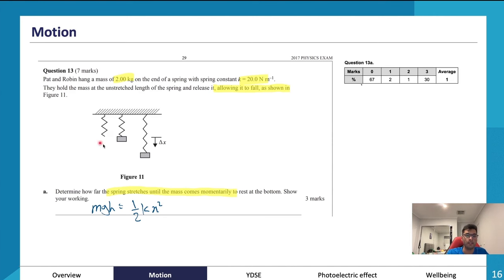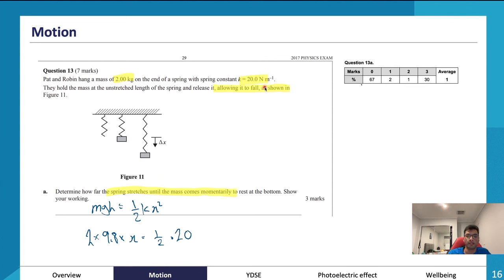So initially, the gravitational potential energy is maximum. At the bottom, the spring potential energy is maximum. So all of this gravitational energy has been converted into spring energy. And so to solve this, you would say the mass is 2 times 9.8 times the height, which we don't know, just call that x for now, is equal to half times 20 Newton meters.